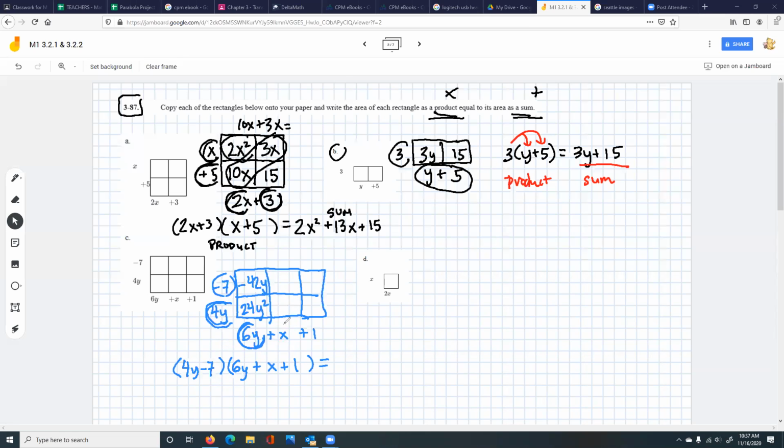So 4y times x is 4xy. You want to put your letters in alphabetical order when there's two letters, okay? And then for this rectangle, I'm going to multiply the -7 times the positive x, which would be -7x. For this rectangle down here, I'm going to do 1 times 4y, which is positive 4y. And then for this rectangle, -7 times positive 1, which would be -7.